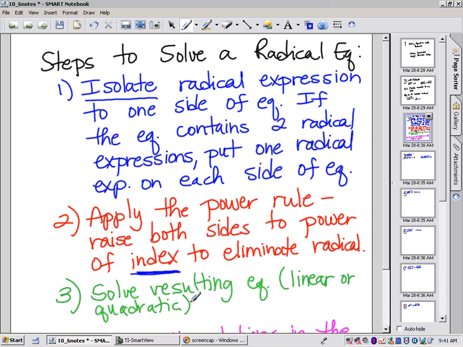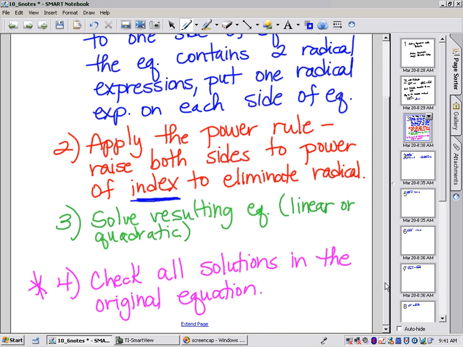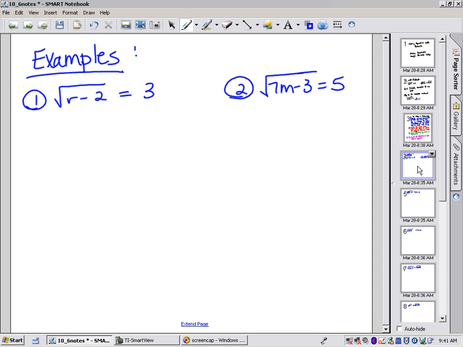And then you're going to solve the resulting equation, which will happen to be either linear or quadratic. And then most important in this type of problem is that you have to check all solutions in the original equation. Since we alter the original form of the equation, some of the solutions that we get may not actually work in that original, so we have to go back and check those. So let's start looking at some examples to get you comfortable with this.